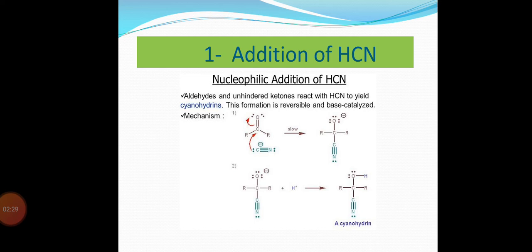If we start our reaction with formaldehyde, then the name of the addition product is formaldehyde cyanohydrin. If the starting compound is acetaldehyde, then after the addition of hydrogen cyanide, the product name will be acetaldehyde cyanohydrin. It means the word cyanohydrin is attached to the name of the starting compound.